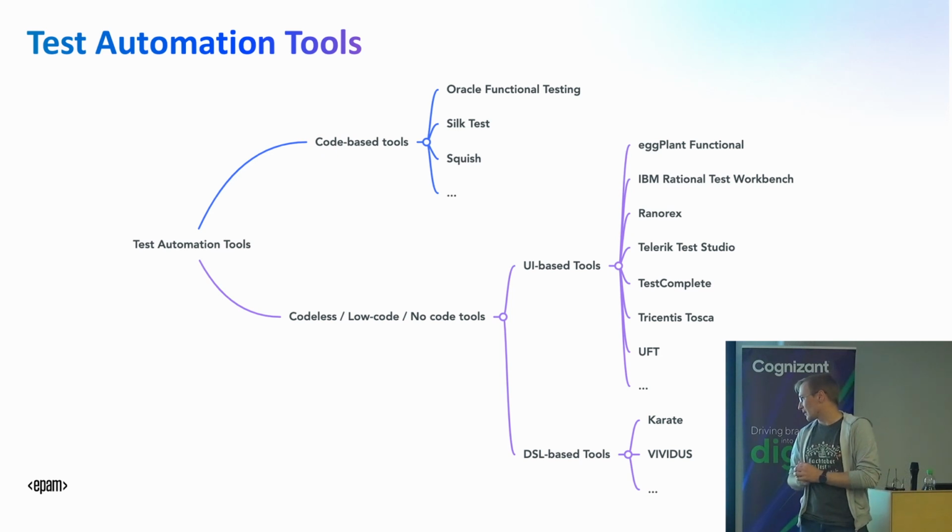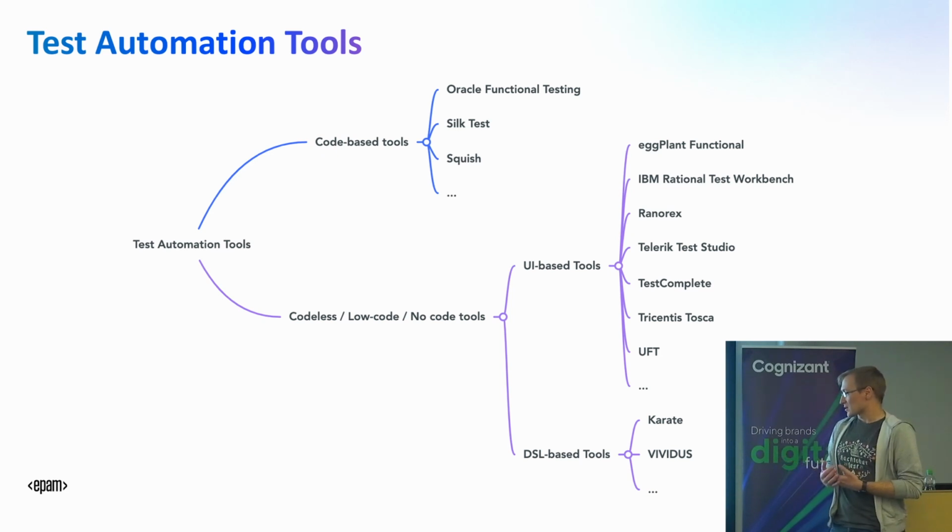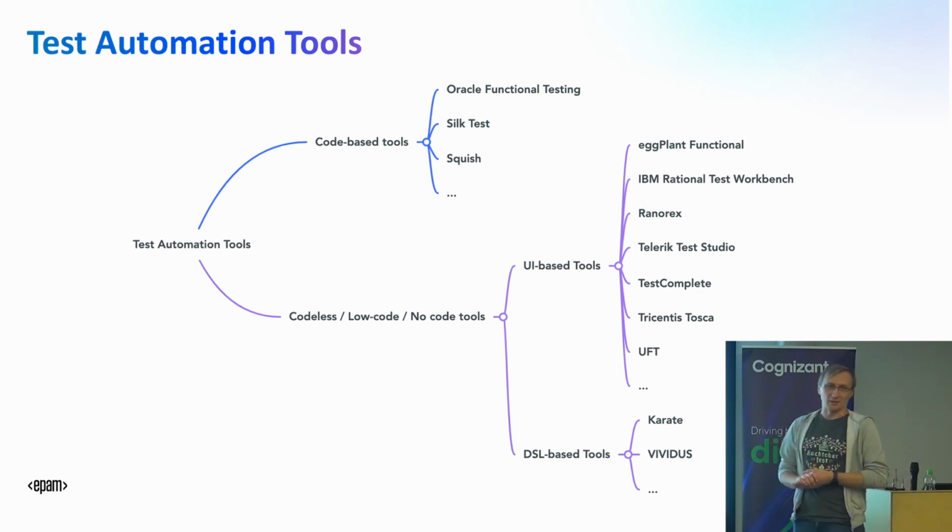And also the last group are DSL-based tools. These tools are designed to be very simple, scriptless, or domain-specific language-based tools. So in order to write a test, you need to write a set of instructions. And you can write these instructions in your notepad. And then you can use some interpreter or some runner to execute a test. So the primary way to work with such tools is your editor, maybe with some code completion.